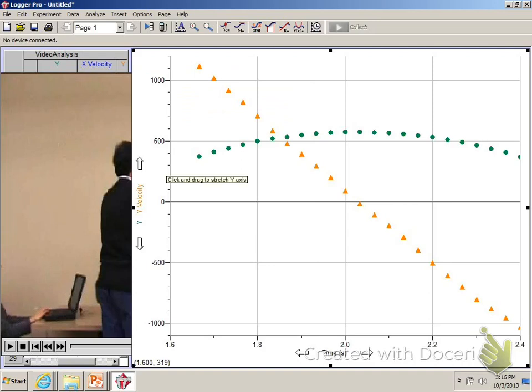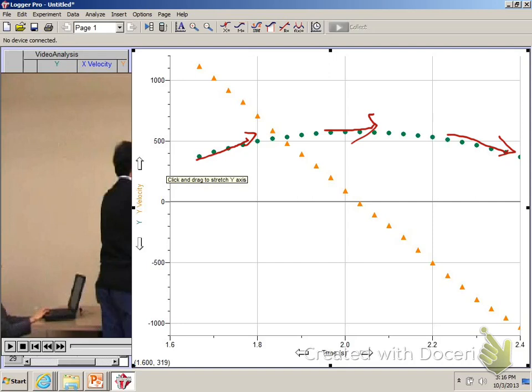And what we can see is the slope is positive yet decreasing. When the ball reaches its max height, the slope becomes 0. Then the slope starts increasing in the negative direction.